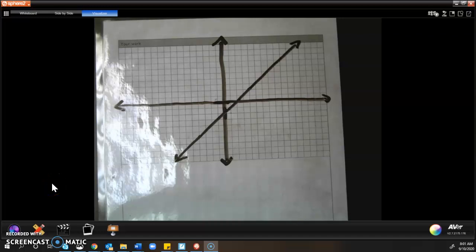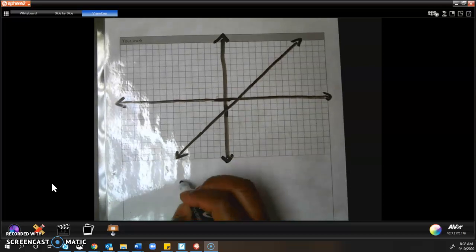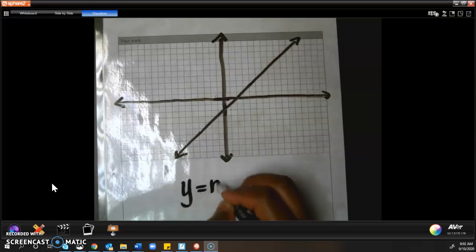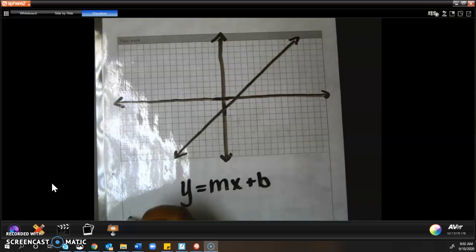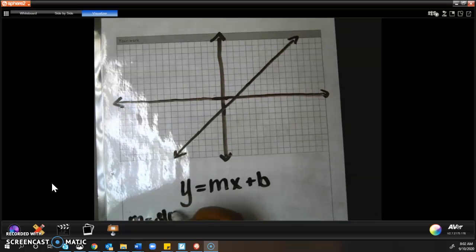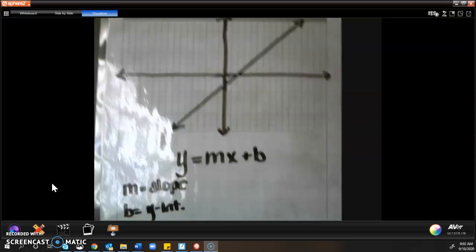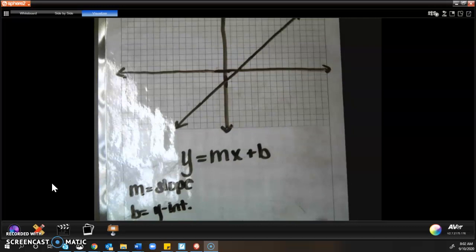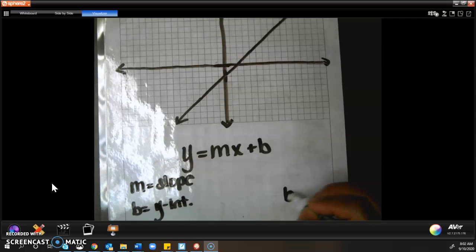Okay, so today we are going to do a scavenger hunt, but we are going to write equations from graphs. So remember that your equation is always in the form of y equals mx plus b. Okay, m is your slope or your rate of change, and b is your y-intercept. Your y-intercept is where your line crosses the y-axis. So here I'm going to put b equals and m equals.